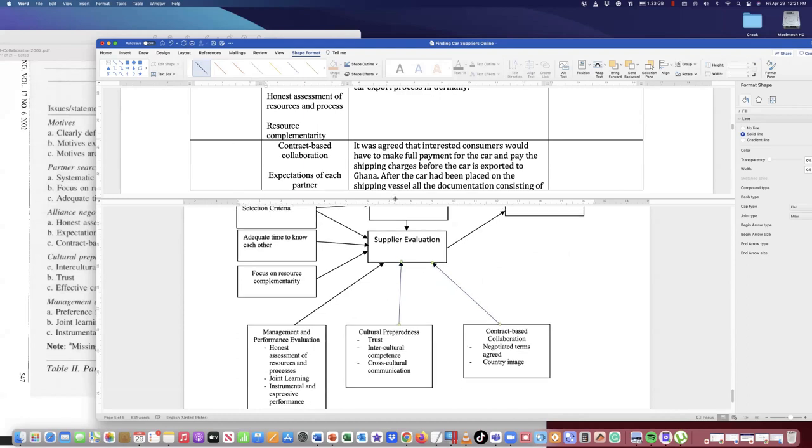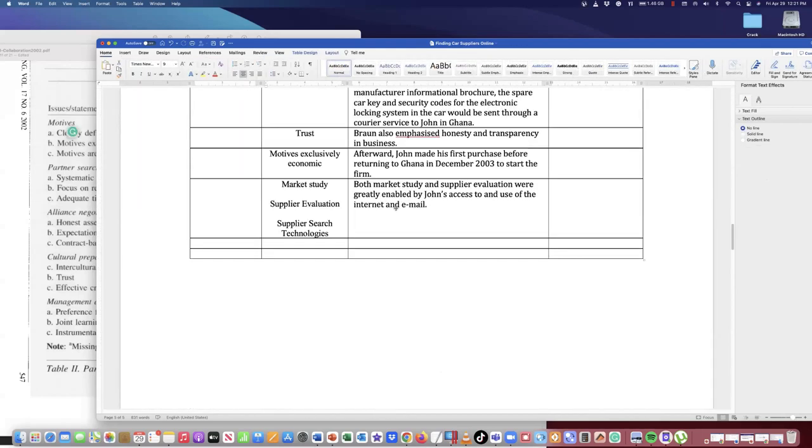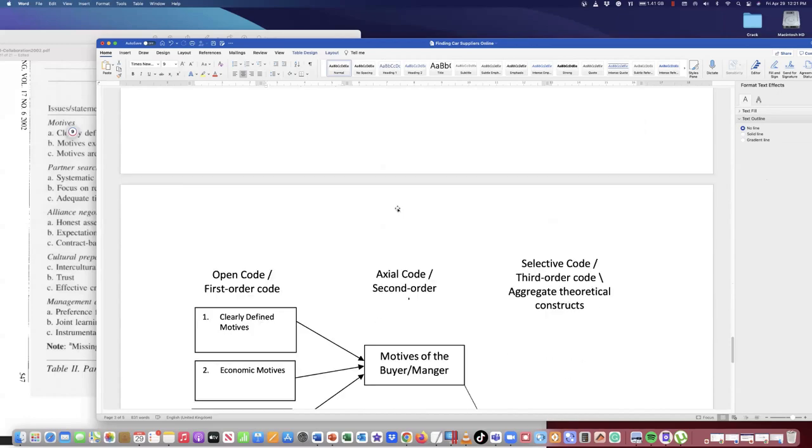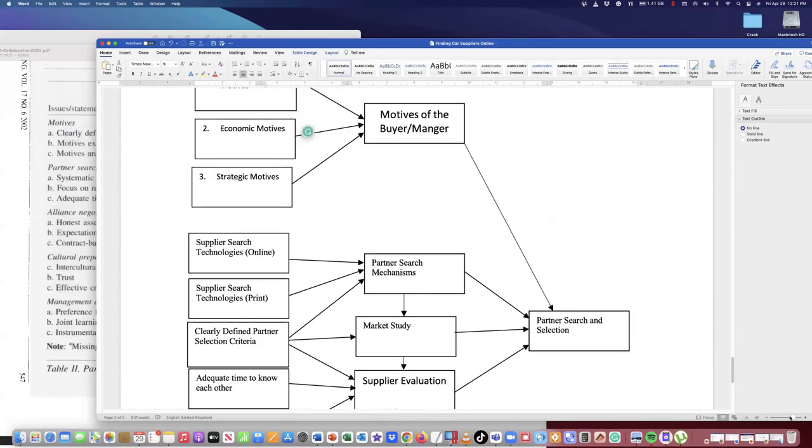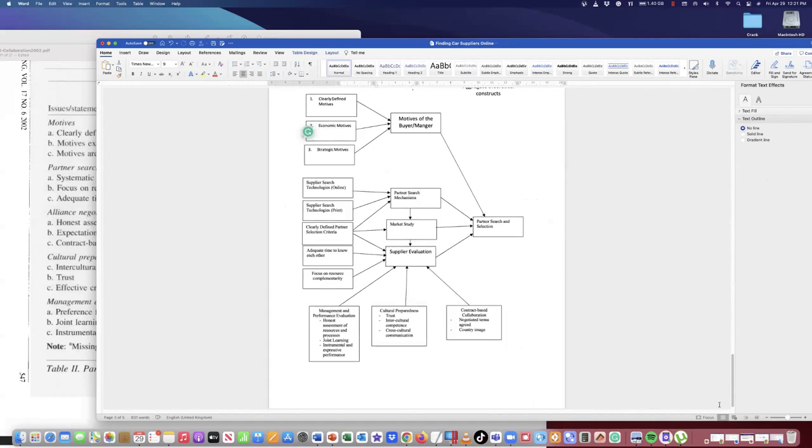So now look at what you have done. Very interesting. It seems you have done it for everybody now. So now what are we saying? We are saying that the factors that matter for you to be able to select an online partner are your motive, your search mechanisms, market study, and your supply evaluation. That's all. But the most complex one is the supply evaluation. That alone has six issues: your criteria, adequate time to know each other, focus, performance evaluation, cultural preparedness, and contract-based collaboration.